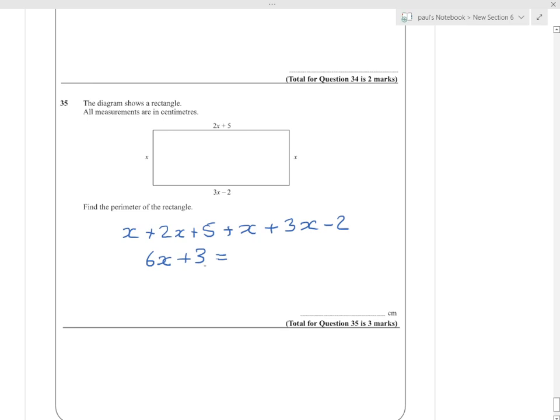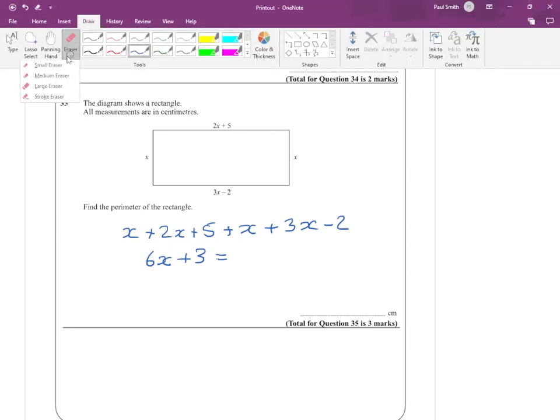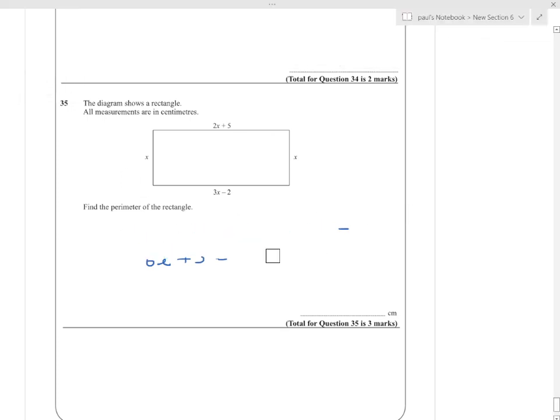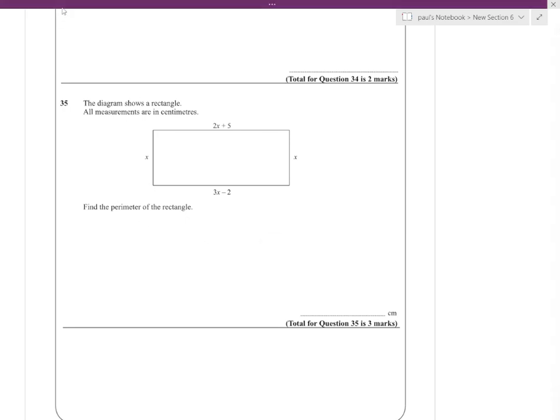Find the perimeter. The diagram shows a rectangle, find the perimeter of the rectangle. Hang on. Oh, stupid. Don't need to do that. Sorry, people, if you're watching.